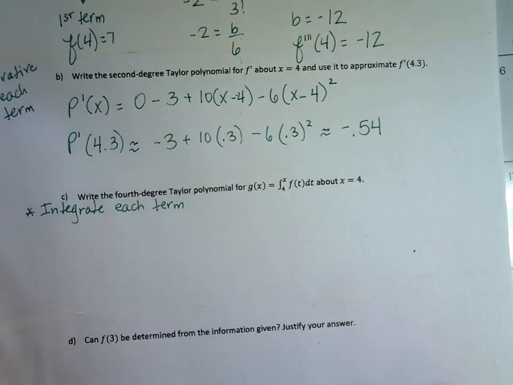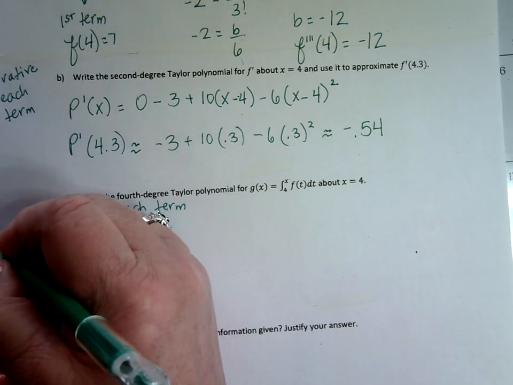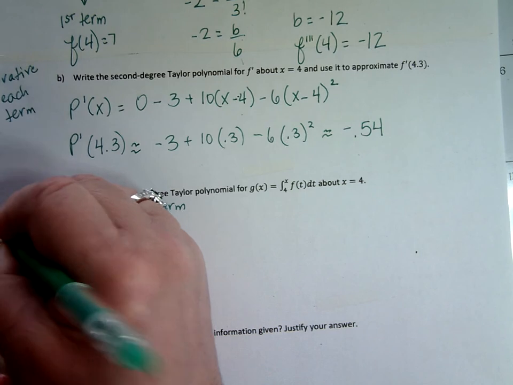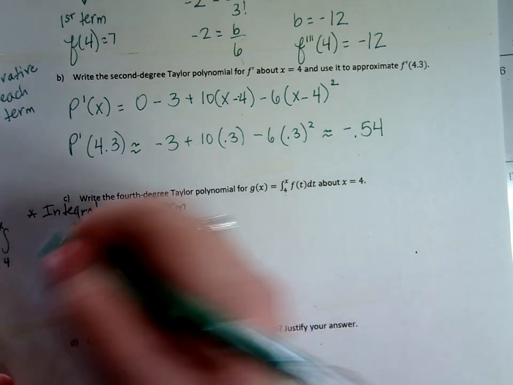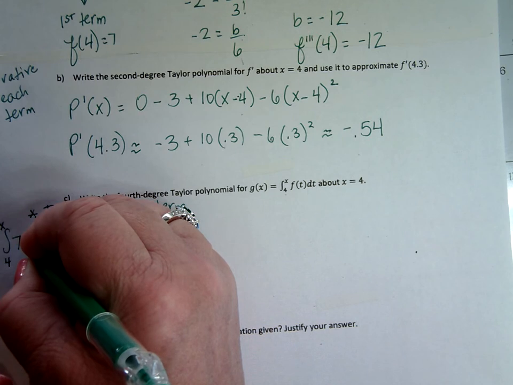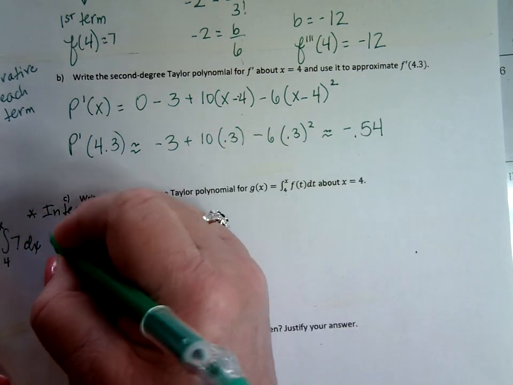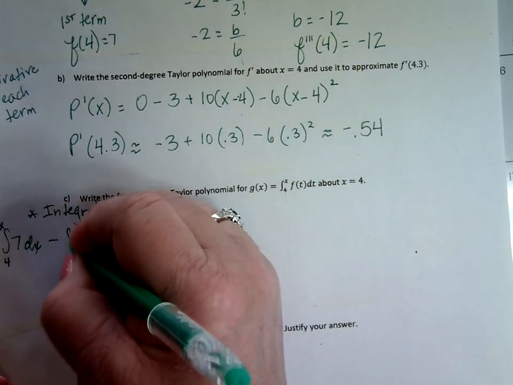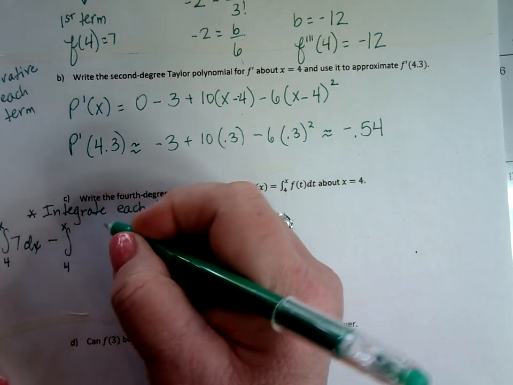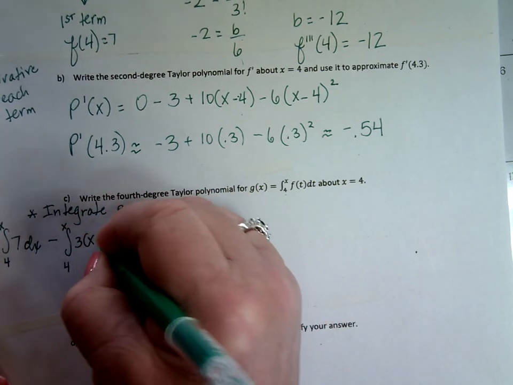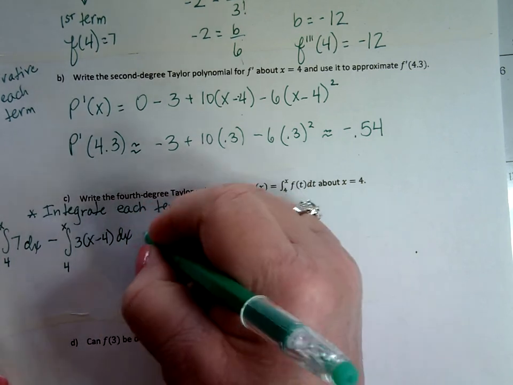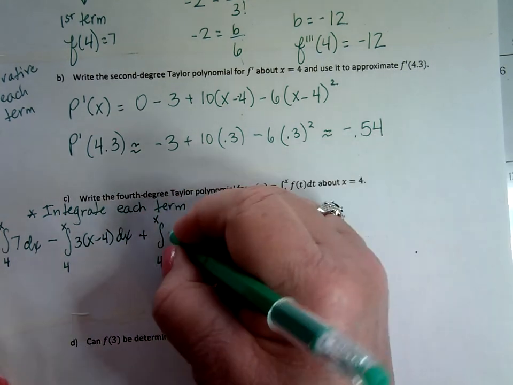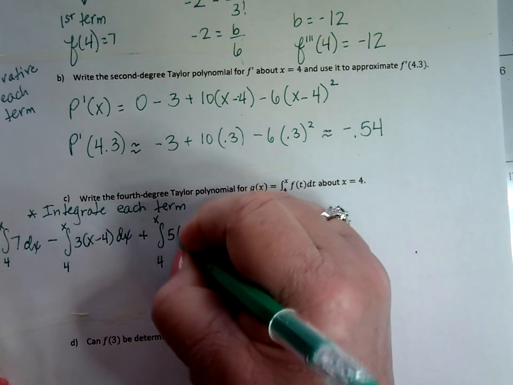That means I'm taking the integral, and this is going to be a lot of writing, so go far left, from 4 to x, because that's what they said, those are my bounds, of 7 dx. And then I'm going to add that, or subtract actually. The next one is the integral from 4 to x of 3 times (x minus 4) dx. Then I have a plus the integral from 4 to x of 5 times (x minus 4) squared.